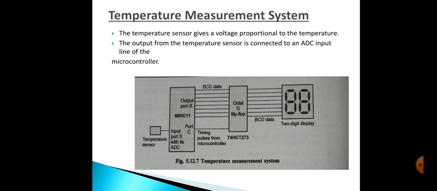So the temperature sensor will first give you the equivalent voltage, then you have to convert it to digital so that your microcontroller processes the data, and then it will be binary, which has to be converted to decimal. So BCD data will be there. The temperature is always fluctuating, so we have to hold the data. So you will be using an octal D type flip-flop, and after converting to decimal, you will get your 2 digit display in decimal.